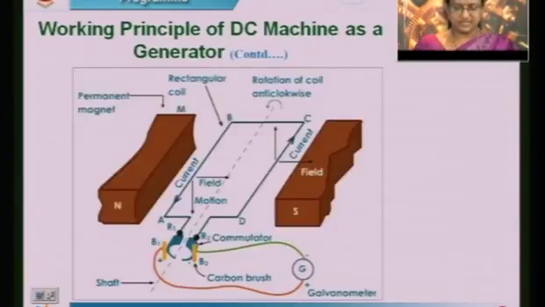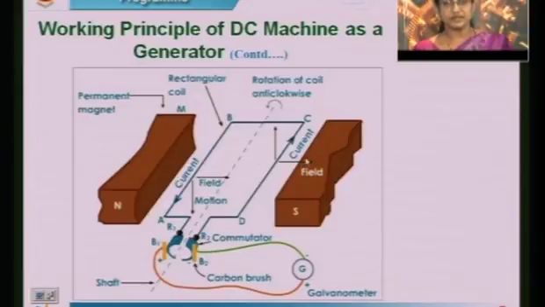So now consider this rectangular coil, whatever I have explained with this scale. Here we have considered the rectangular coil in between this north and south pole. Whenever the supply is given by the DC source, the magnetic field will be produced, and the magnetic lines will start from the north pole and enter the south pole.